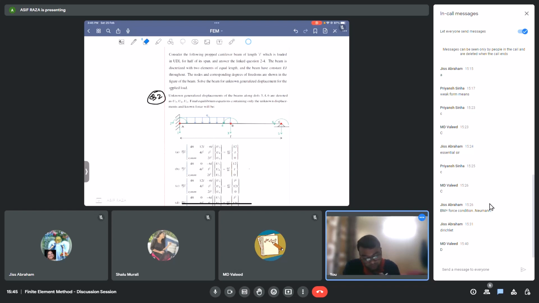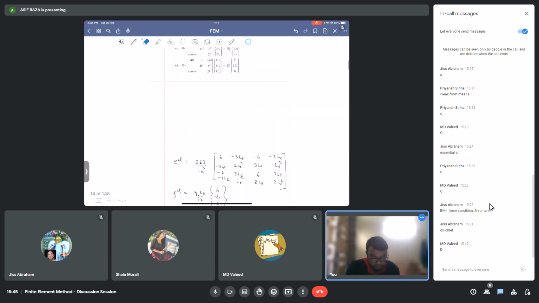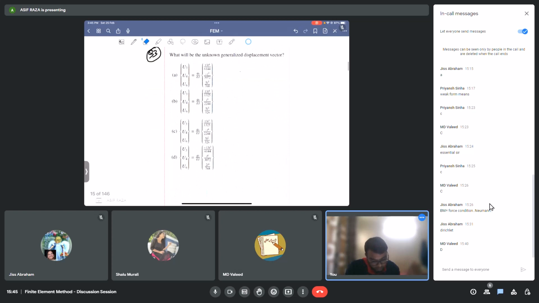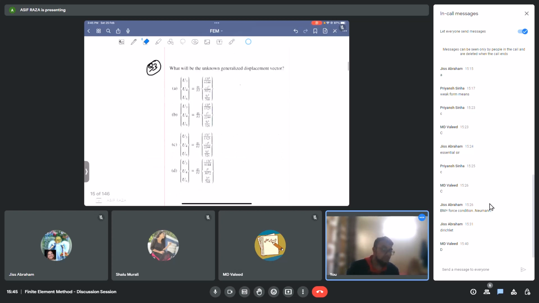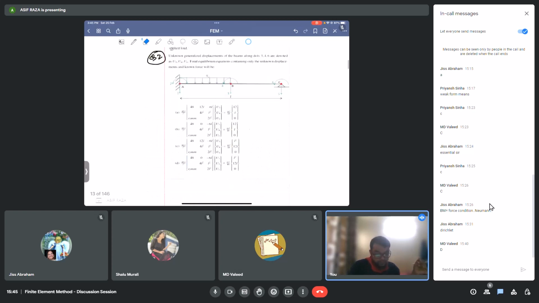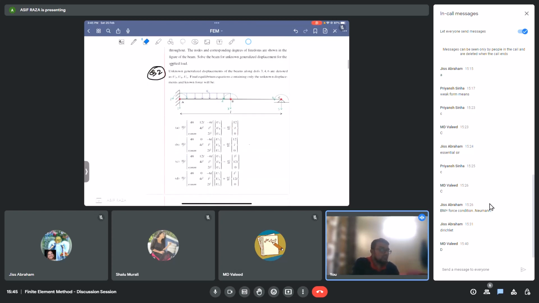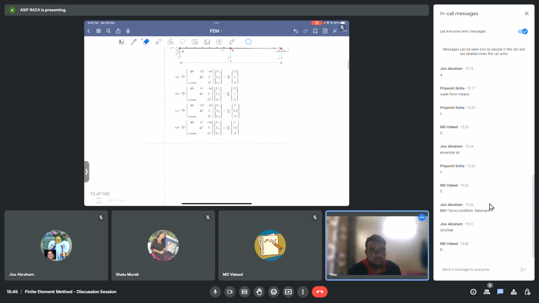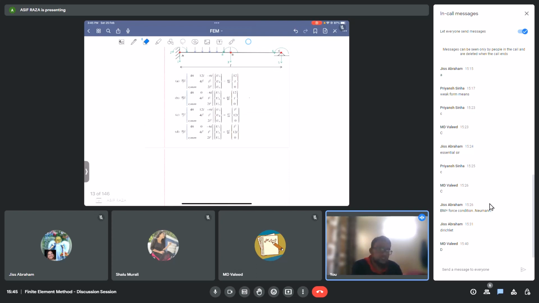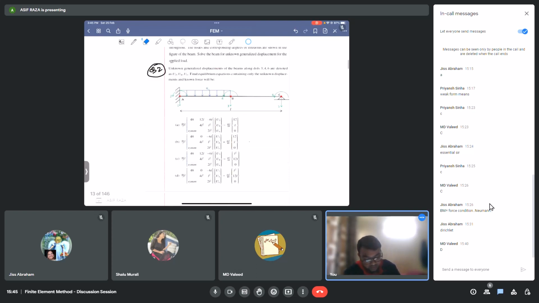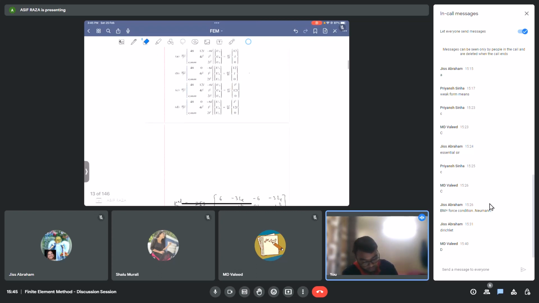The question is: the unknown generalized displacements of the beam along degrees of freedom 3, 4, 6 are denoted as U3, U4, U6. The final equilibrium equations containing all the displacements and known force will be, similarly, we'll have the displacement vector and moment. I think you already know the answers, but I'll go through it briefly, and if you have any doubt pertaining to it, you can ask. Okay, so let's start.